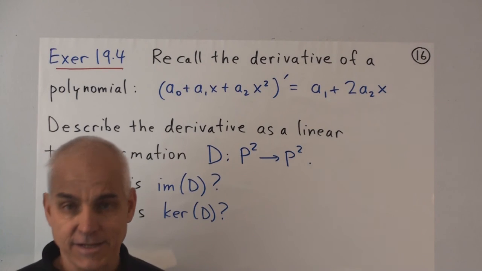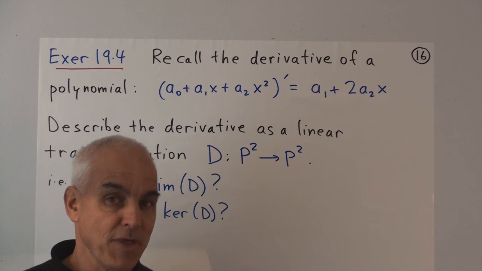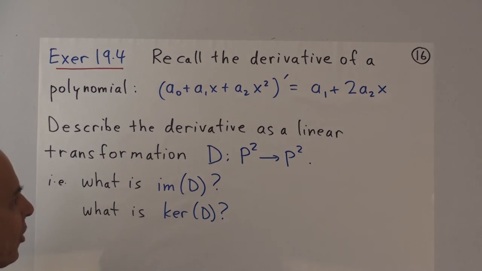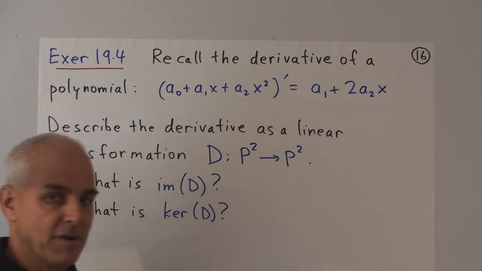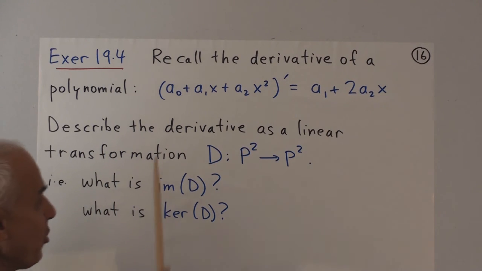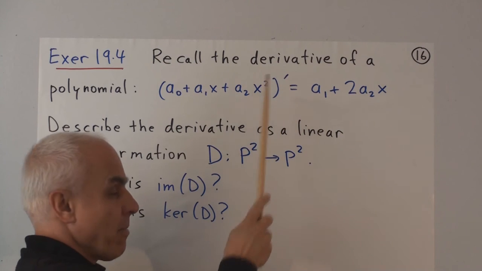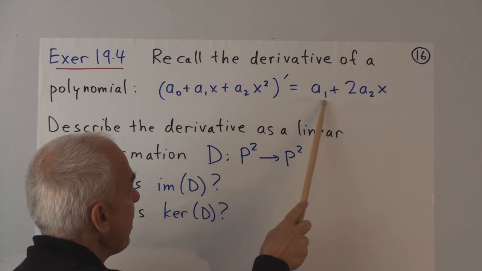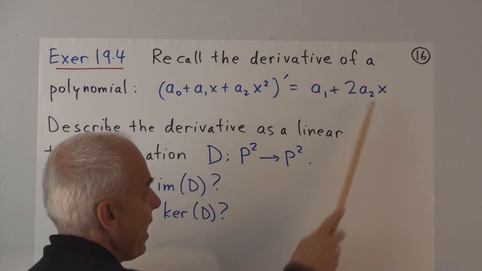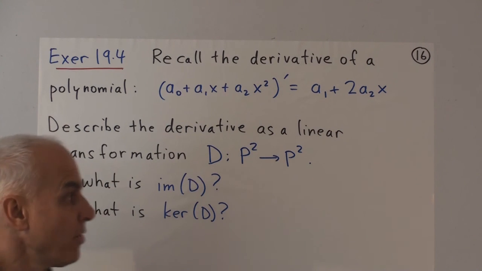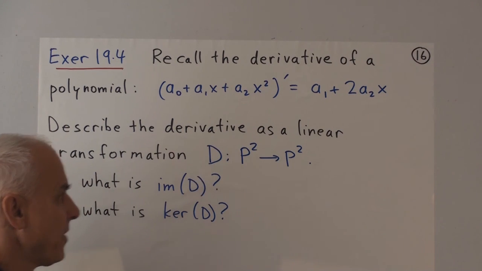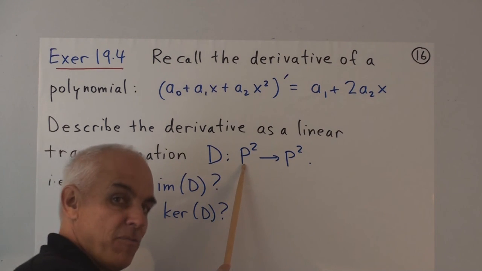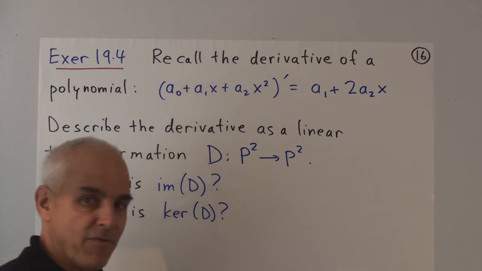And our last exercise is a little bit of an introduction to thinking about ideas of calculus from a linear algebra point of view. So I remind you that if you have a function, like a polynomial, you can take its derivative, represented here by this prime. And then if you take the derivative of this polynomial, you get a1 plus 2a2x. And I'm asking you to describe this derivative as a linear transformation from our space of polynomials of degree 2 or less to itself.